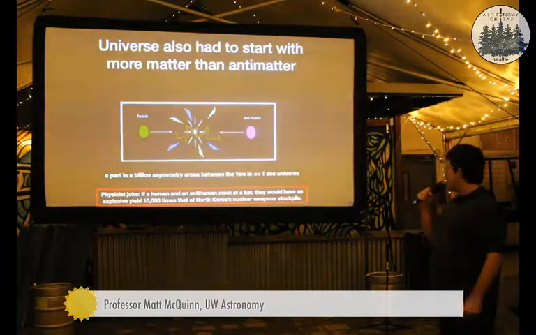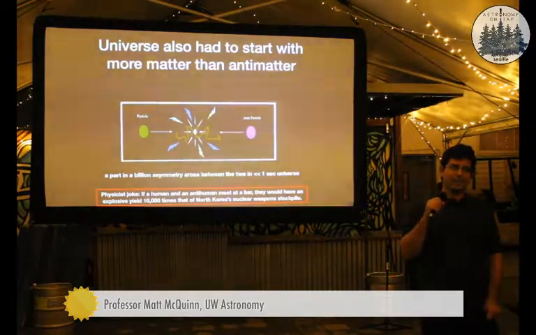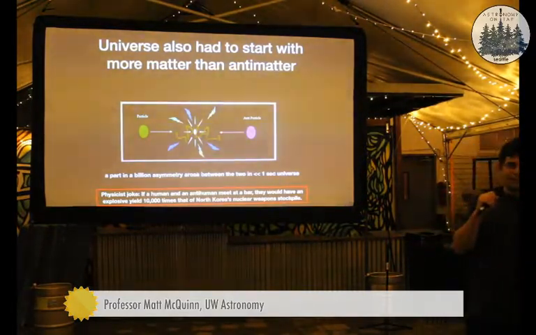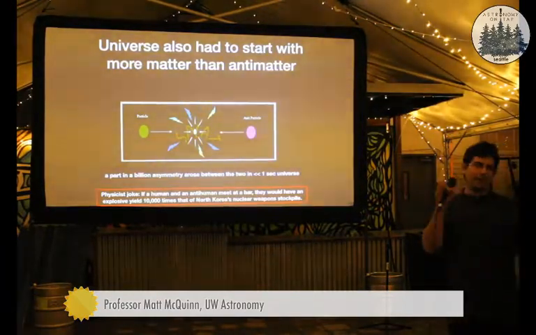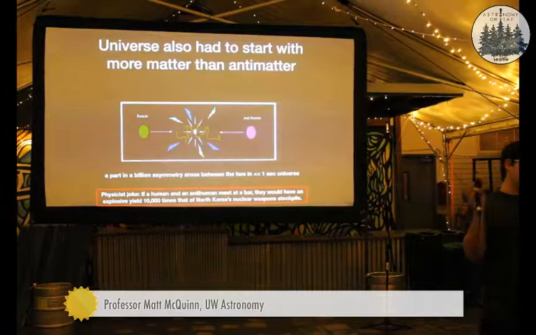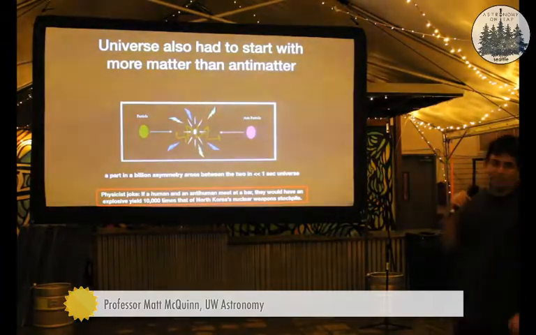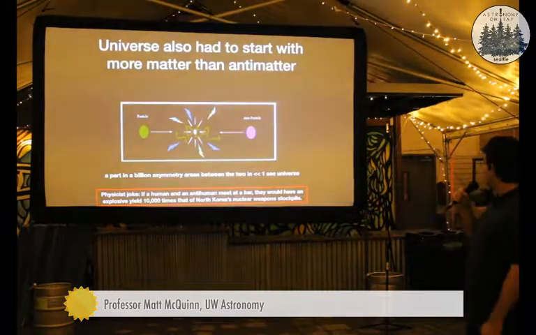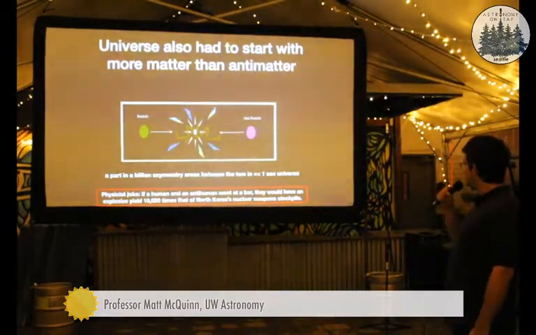But somehow, something broke this symmetry in the early universe and made it so that there was a billionth asymmetry between matter and antimatter. And then all of the antimatter found matter and annihilated, and we were just left with the matter, and then we could exist. But why did this happen? We don't know, but we needed it to happen.